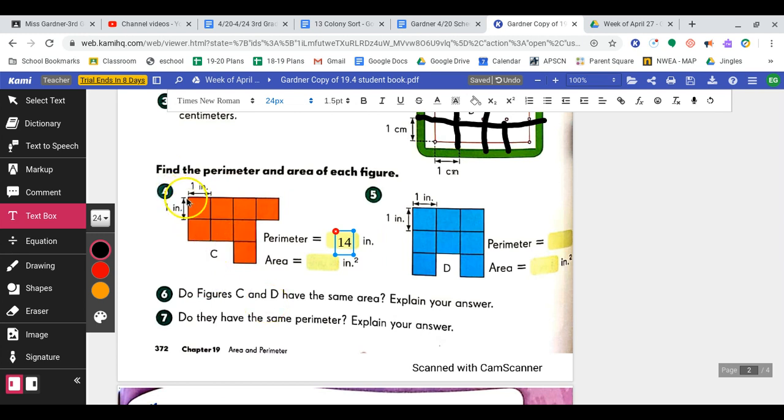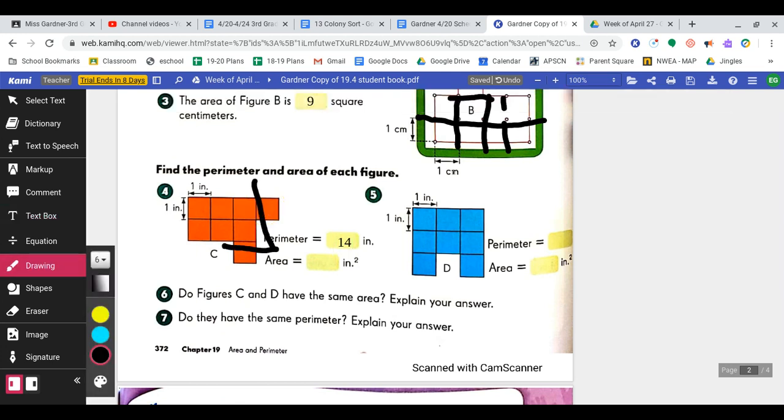It is good to always start in the same place. So maybe I should have started in that corner to make it easier. Now for the area, we're counting up how many square inches there are. Okay, I'm looking at kind of just the rectangle first.